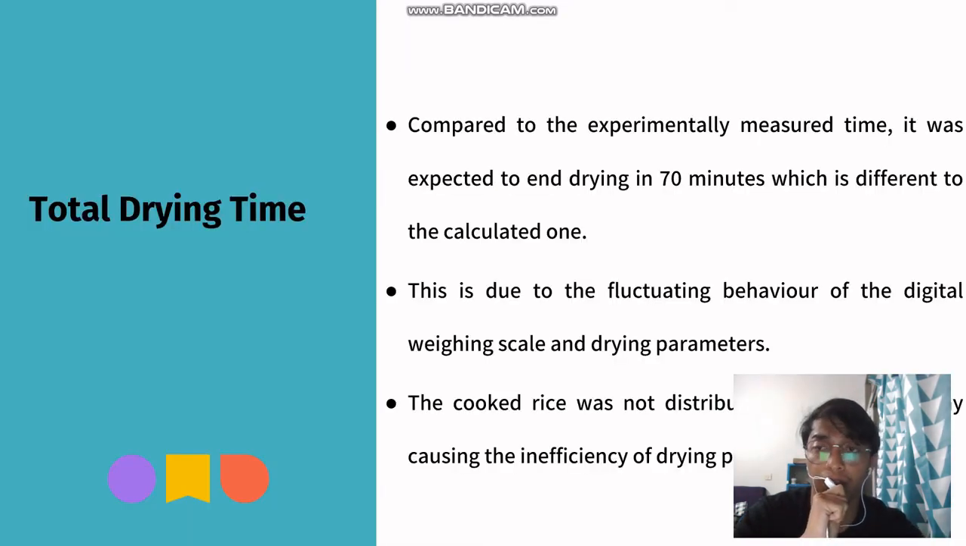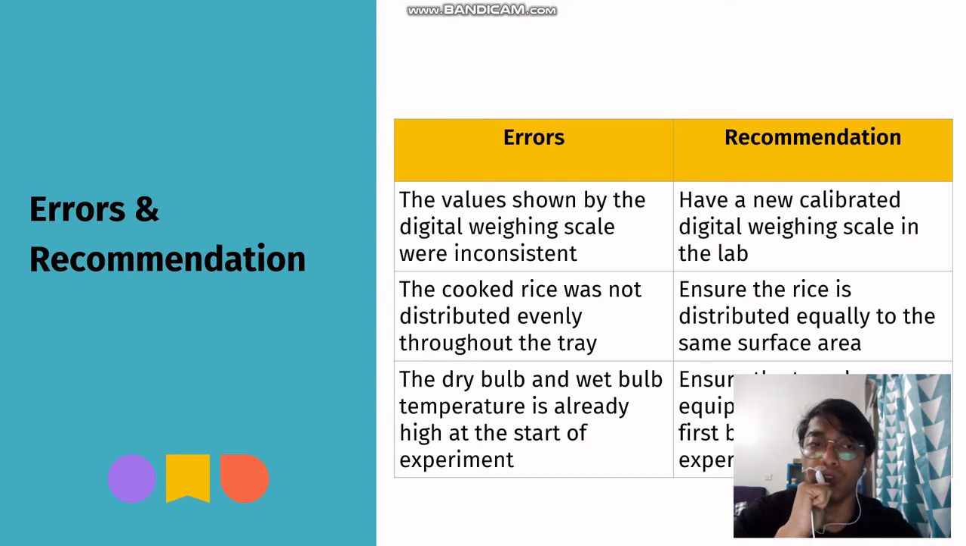So this 56 minutes is quite different from the 70 minutes, which is the actual drying time that we used. This is due to the fluctuating behavior of the digital weighing scale and the drying parameters, which are the speed and the temperature. The cooked rice was also not distributed evenly on the tray, which affected the efficiency of the drying process. So for the first error, the values shown by the digital weighing scale were inconsistent.